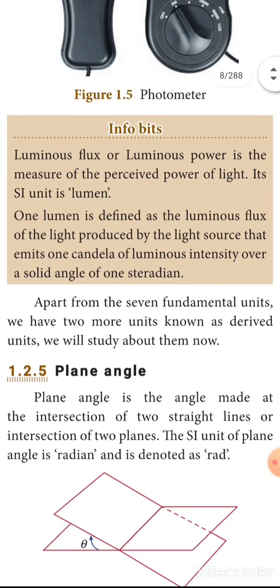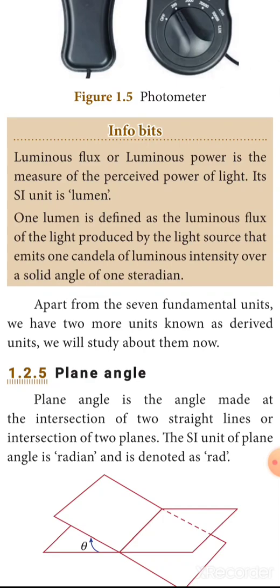Apart from the 7 fundamental units, we have 2 more units known as derived units. We will study about them now. How many fundamental units? Yes, there are 7 fundamental units. What are they? Length, mass, time, temperature, electric current, amount of substance, luminous intensity. Then the other quantities are derived units.